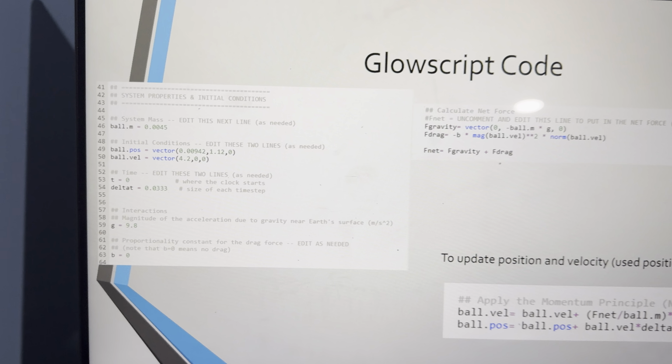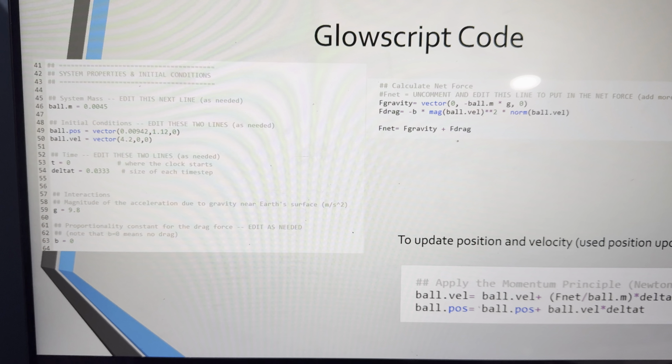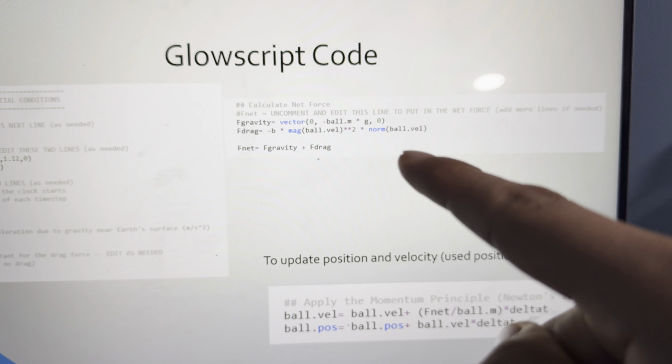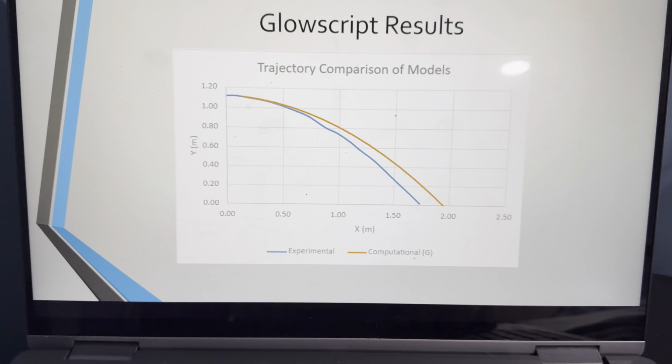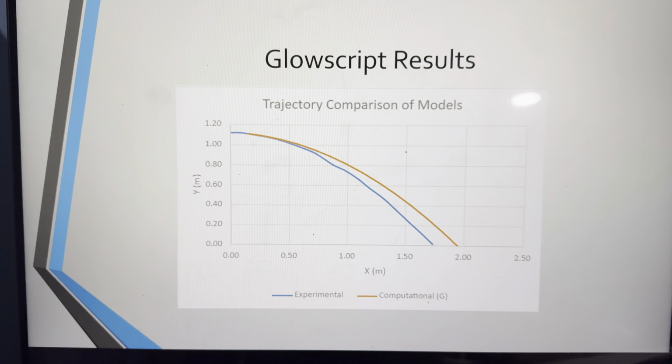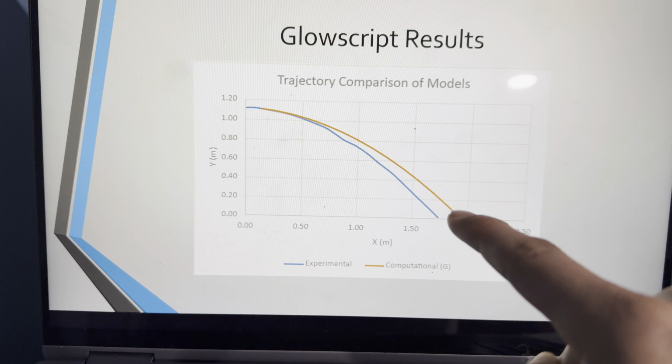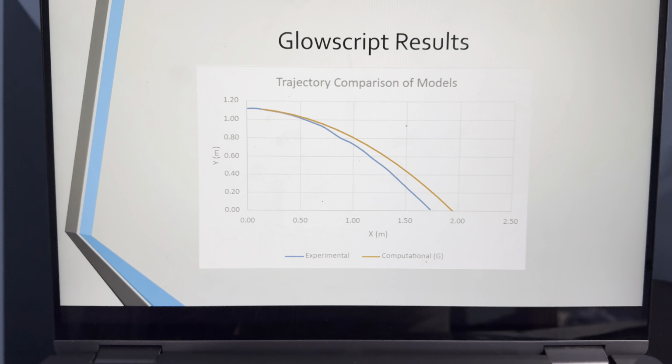And here's the GlowScript code. For all the GlowScripts, all 3 of them, follow this code, following the F net and the drag force for the projectile motion. And here are our first results. The blue line shows the experiment, and the orange line shows the computational model.